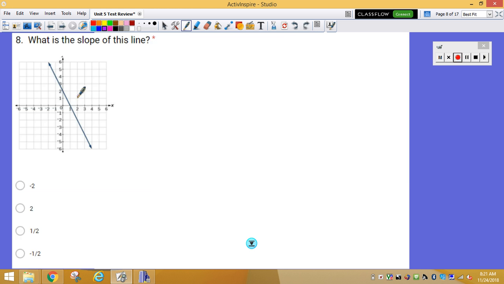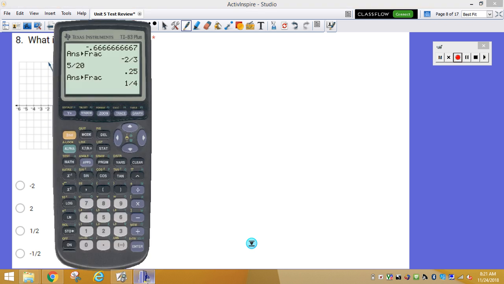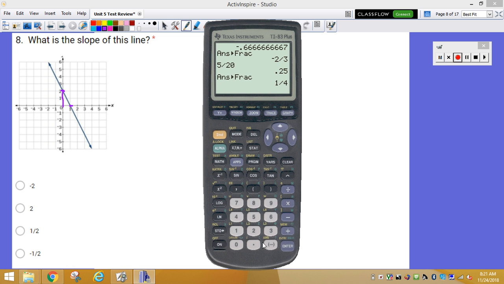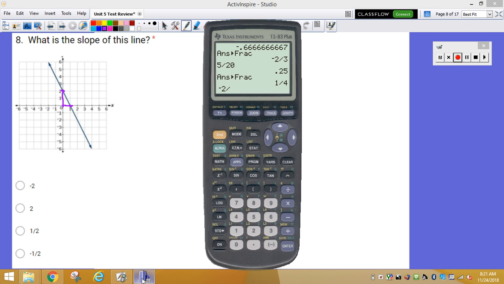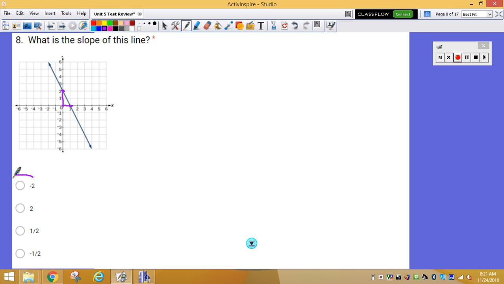All right, what's the slope? Again, we want to do rise over run. I'm going to pick this point, and I'm going to pick this point. So we're going to go down 1, 2. So in your calculator, you would type in -2 divided by, I'm going over 1. So I'm going to divide by 1. And your slope is -2. So for number 8, do rise over run.